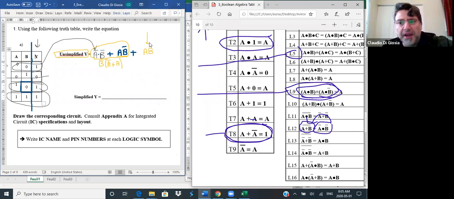Because you could have used Law 9. But I want to simplify it. If you factor out, you have groups, you factor out a variable or two variables if necessary, if possible, then go that way.